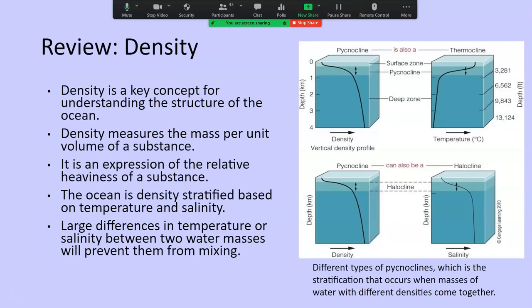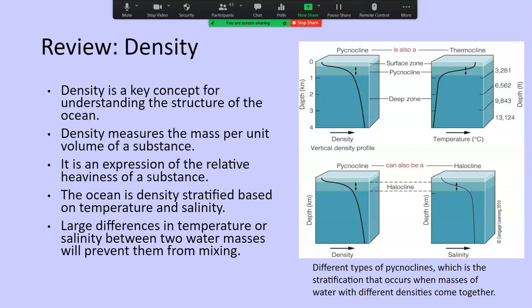In order to understand estuarine hydrodynamics, we need to review density. This is a concept that we spent quite a bit of time on in Intro to Oceanography. For those of you that did not take that class, we'll review it now because it's important. Density is a really important concept for understanding the structure of the ocean. And what density means is just the mass of a substance per unit volume of that substance. So it's just mass over volume, that's it. It's an expression of the relative heaviness of a substance.